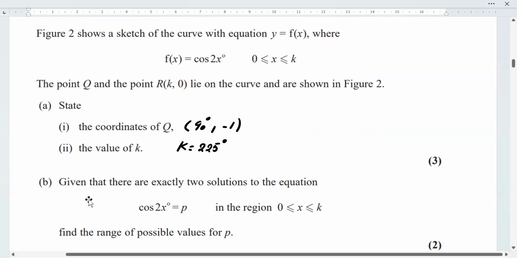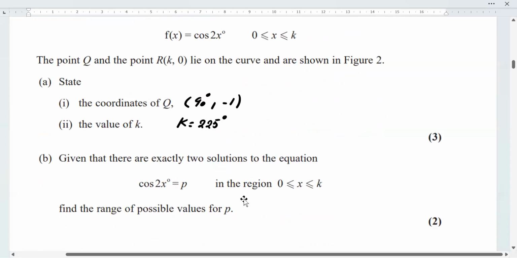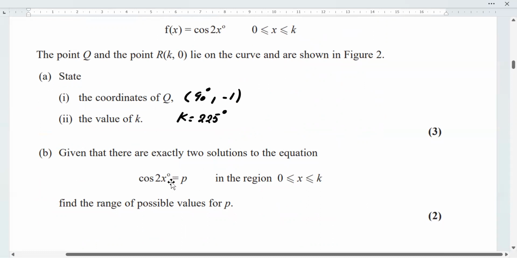Question B says, given that there are exactly two solutions to the equation. Two solutions mean intersection. Intersection between what? Intersection between cosine 2x and p. What's p? Find the range of possible values of p. p is a constant, so you have to get the range of values of p.